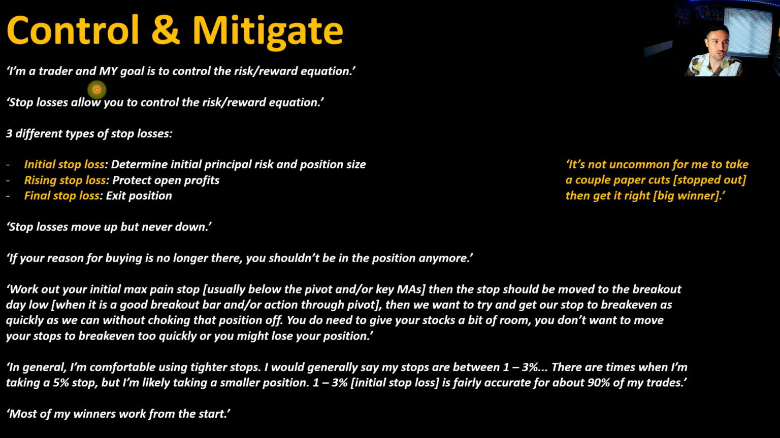So I'm a trader, and my goal is to control the risk reward equation. Stop losses allow you to control the risk reward equation. So Oliver thinks about stop losses, that there are 3 different types of stop losses. You have your initial stop loss, which determines initial principal risk and position size.